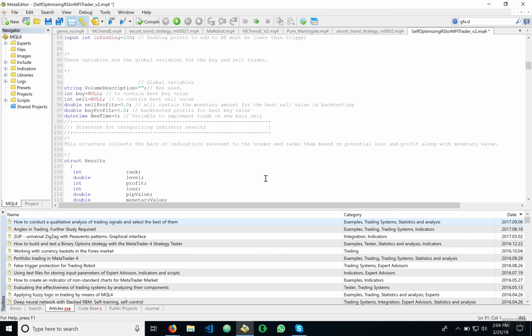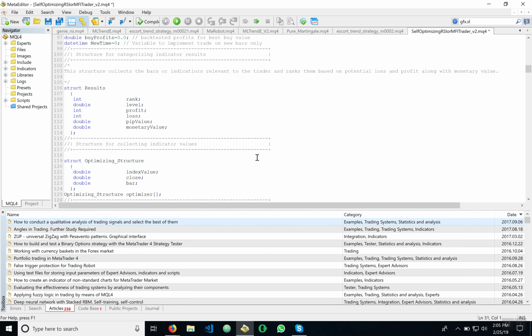And this next set here is global variables that will be used as we go into the functions, like the sell profits, buy profits. As we see here, the sell profits is the monetary amount for the best sell value for the back testing, and buy profits is back tested profits for best buy value.